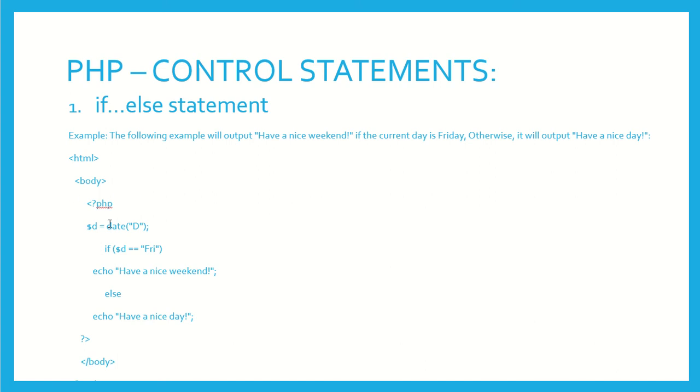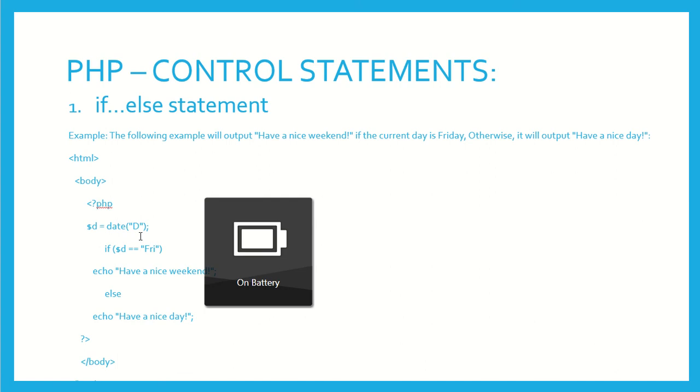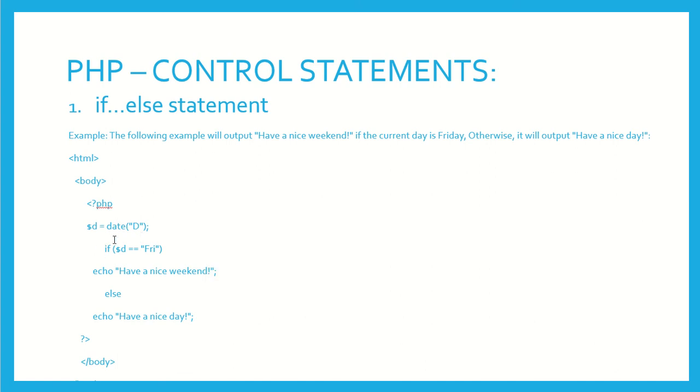Here you can see inside the PHP code, you have a variable which is of type date. From the date you are finding out the day of it. That is what the capital letter D stands for: the day of this date. If it is a Friday, then you say have a nice weekend. Else you say have a nice day. Okay, this is for the if else statement.